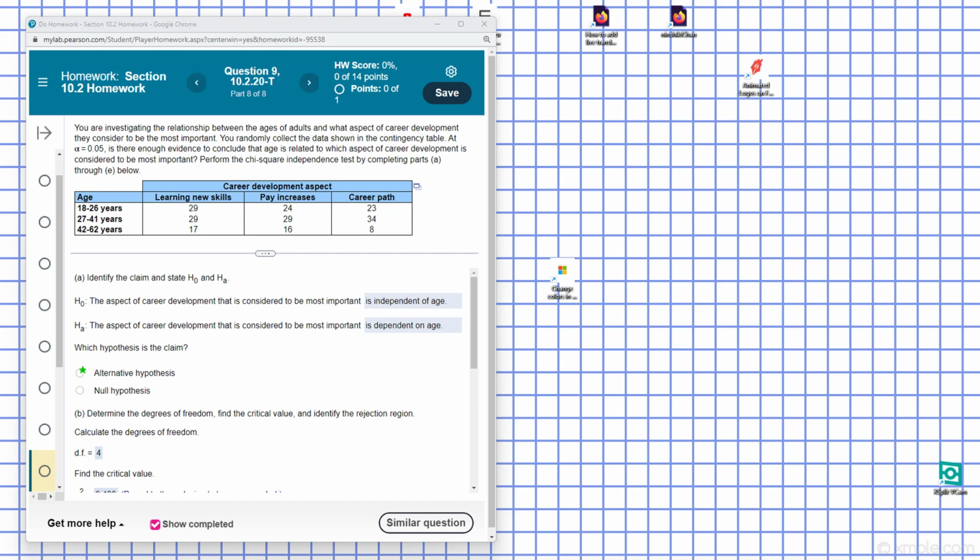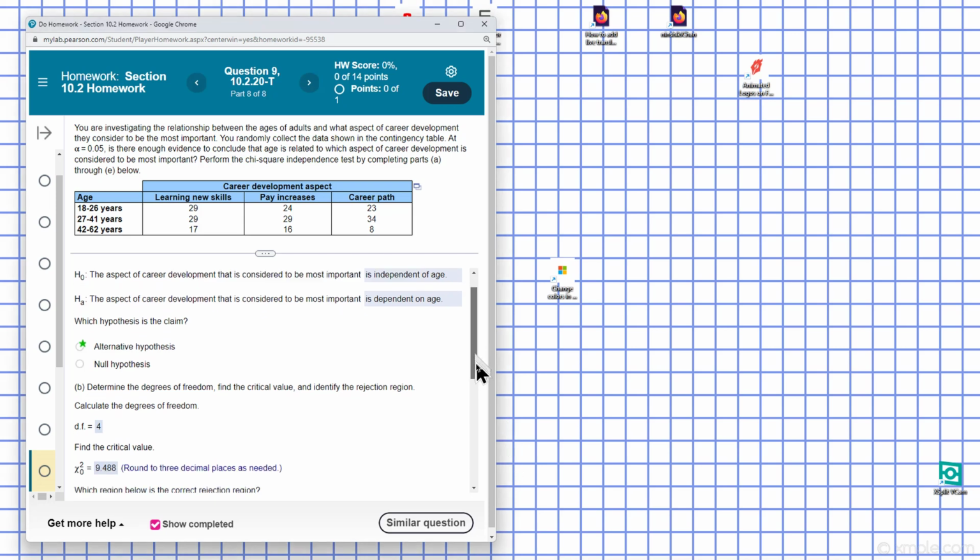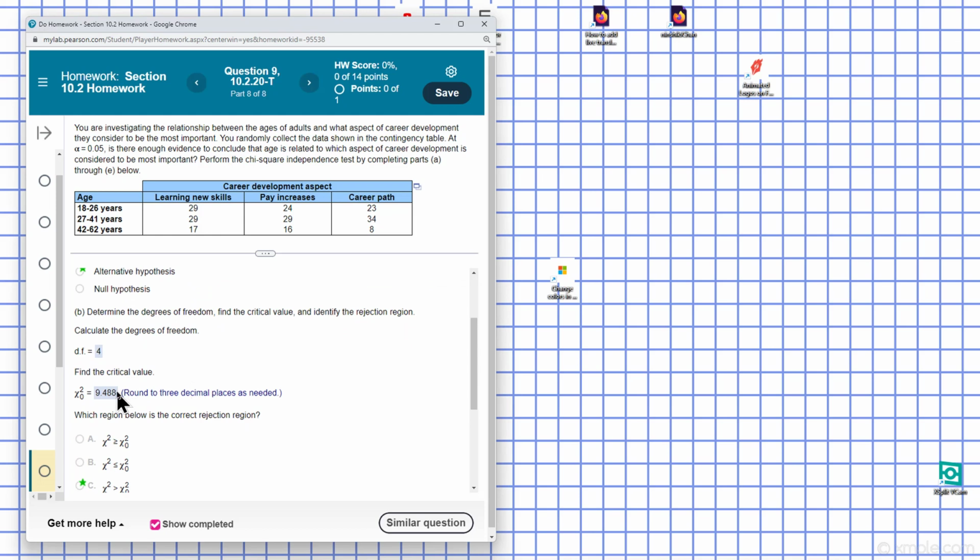That's the claim. The degrees of freedom is going to be rows minus 1 times columns minus 1. So you're going to have 2 times 2, which is 4. Rows minus 1 times columns minus 1 will be 2 times 2, which is 4. So that gives us our degrees of freedom. Find the critical value here.